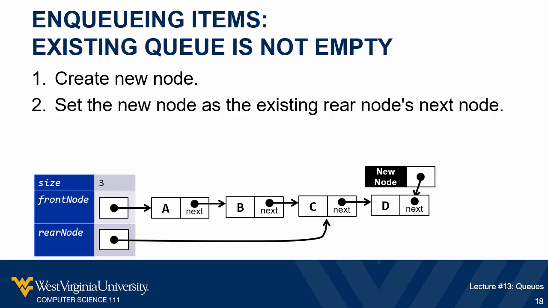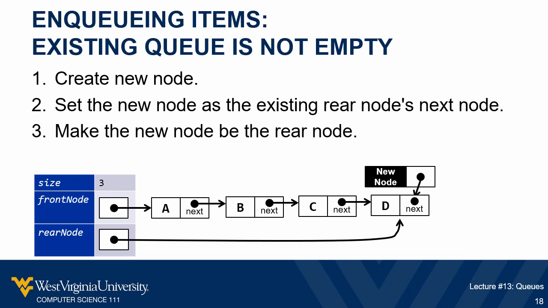We're going to go and take our existing rear node, so that's C, and initially its next node field is going to be null because there was nothing else after it in the chain. We're going to update that so it goes and points at that new node we just made. Once we've done that, we're going to go ahead and update the rear node field for our queue to go and point at the new node as well, reflecting that it's now the rear of our queue. And then we can go ahead and increment our size field so that we have an updated count of how many items there are.